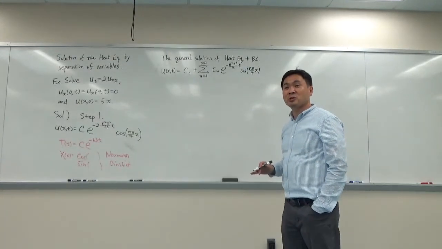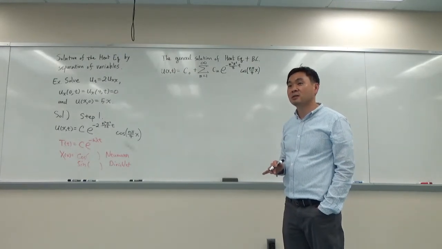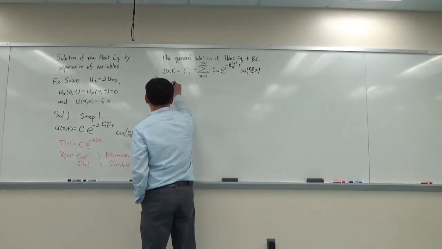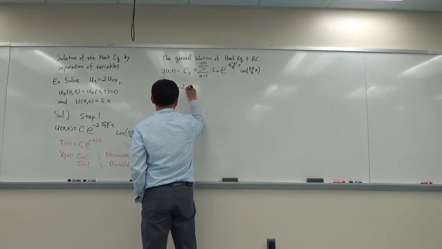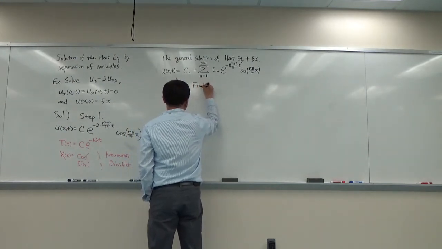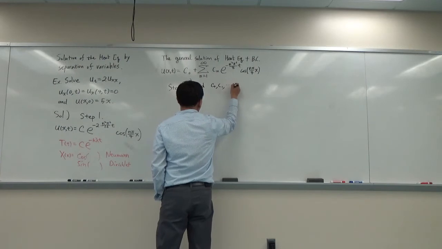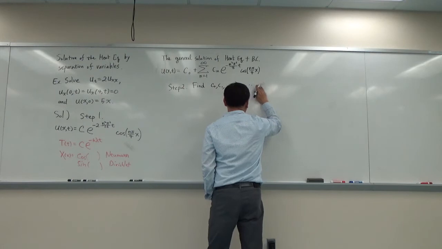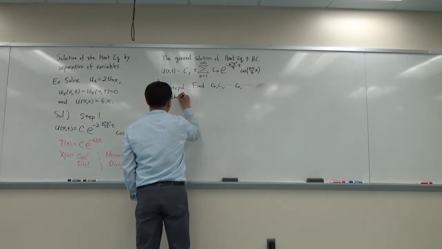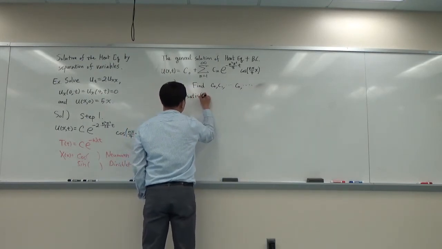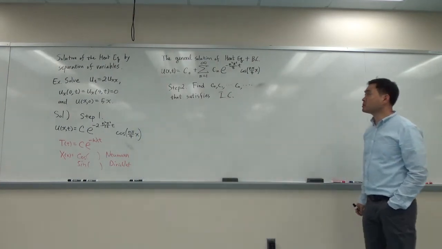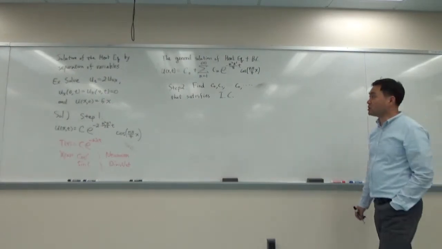What's left for us to do now? Yes? Did we make use of the initial condition? We haven't done it yet, so now we have to do the initial condition. So step 2, find C0, C1, Cn that satisfies the initial condition. Okay? So let's do that.